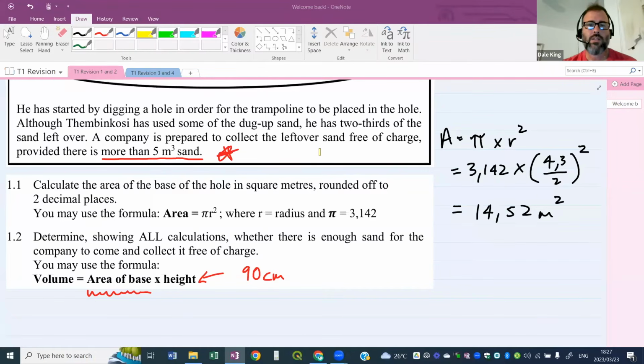All right, that looks like the volume of this hole. Okay, just remember now that this person used 1/3 for himself, and it's the 2/3 that he is worried about. Are they able to come and collect the 2/3 of the volume of this hole? He used 1/3. He has 2/3 of sand left over, and that's what he needs to check.